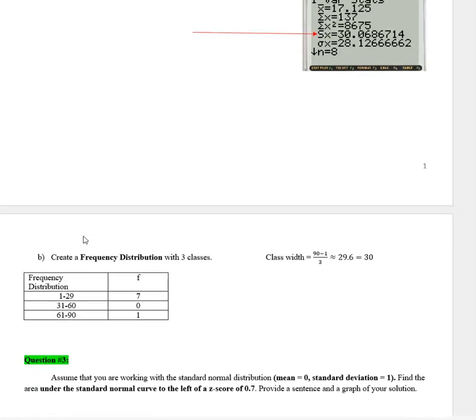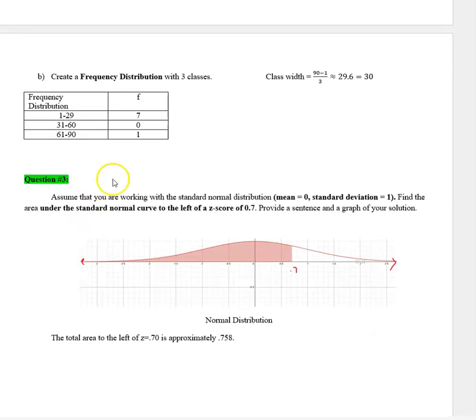Next, they wanted a frequency distribution with a total of 3 classes. The formula is max minus min divided by number of classes. I'm getting 29.6. You always round up. This particular one is a little bit tricky because you're always rounding up. In this case, we rounded it to 30. And then from there, you look at the data set. This 31, I'm adding the class width, and that's how you obtain the 61.